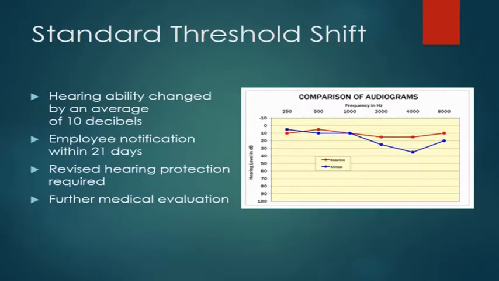Standard threshold shift. Hearing tests are evaluated to determine if any hearing loss has occurred. Standard threshold shift, or an STS, is a change in hearing relative to the baseline test of an average of 10 decibels or more at 2,000 Hz, 3,000 Hz, and 4,000 Hz in either ear. When you have an STS, you must be notified within 21 days. Sometimes revised hearing protection is required, and also sometimes further medical evaluation is required.